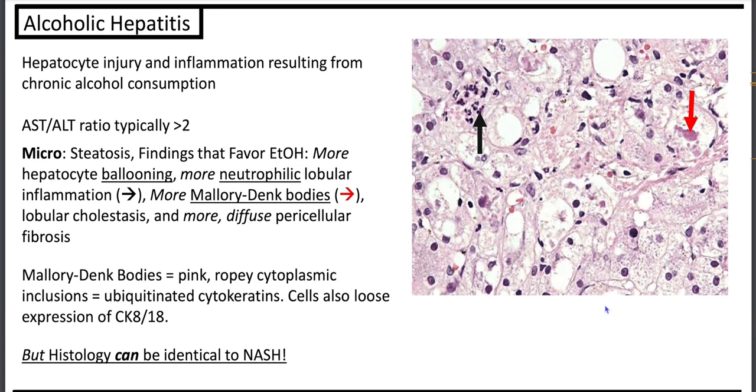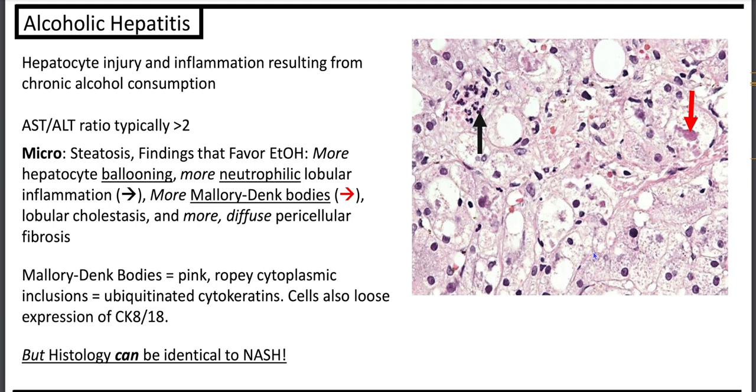Alcoholic hepatitis. This is hepatocyte injury and inflammation resulting from chronic alcohol consumption. Serologically, you'll have traditionally an AST over ALT ratio typically greater than 2. Microscopic findings are steatosis, but findings that favor alcoholic hepatitis are that you have more hepatocyte ballooning. You'll see more of the Mallory-Denk bodies.